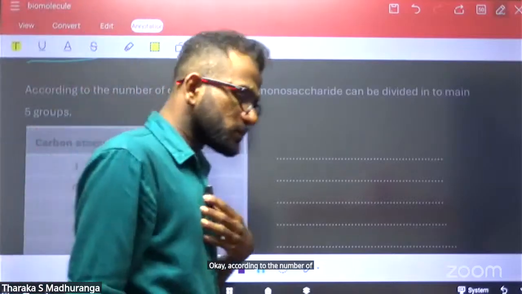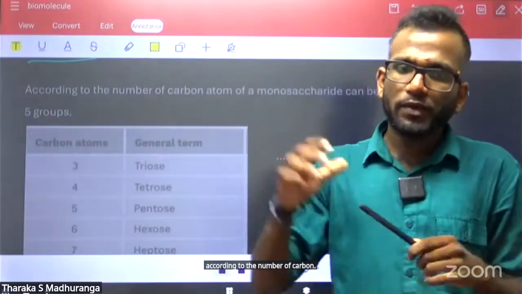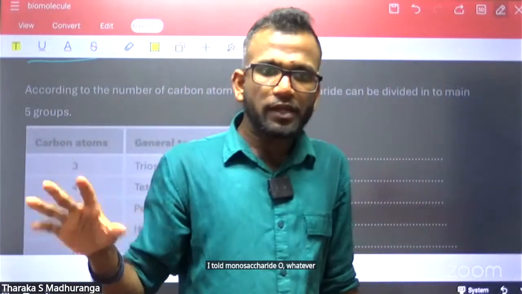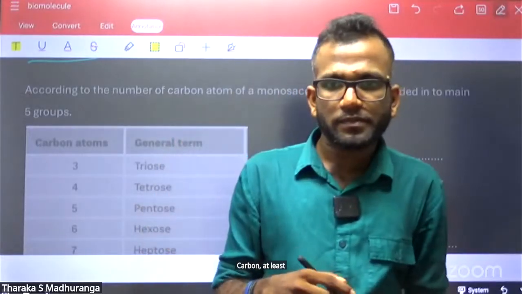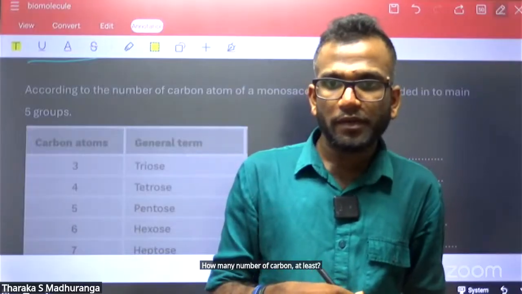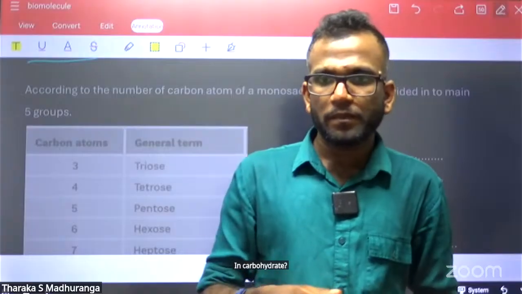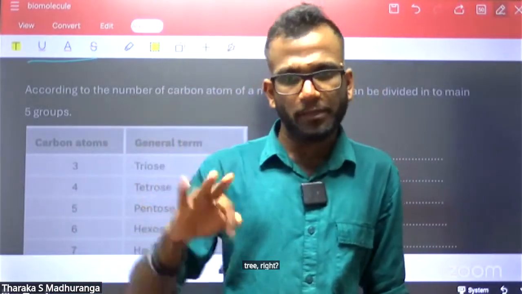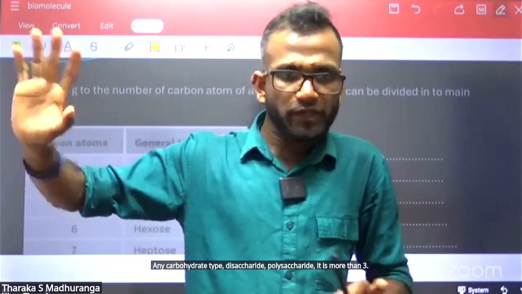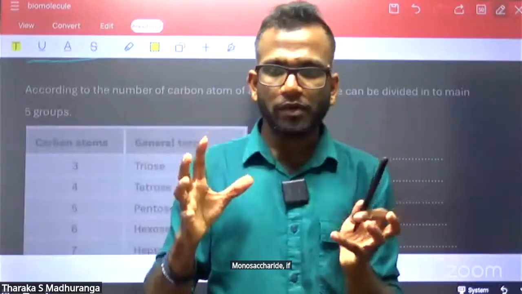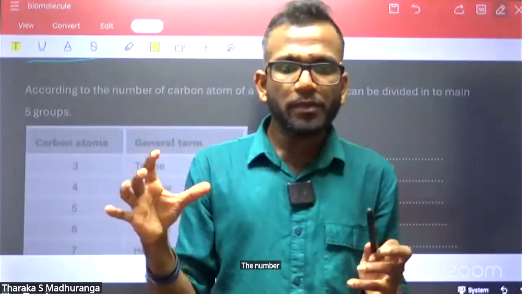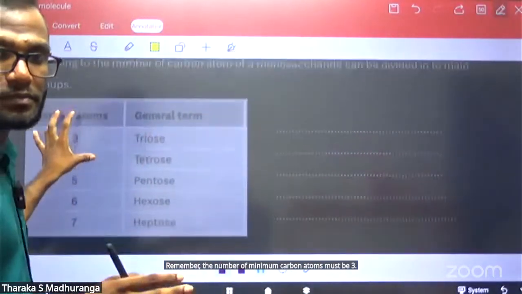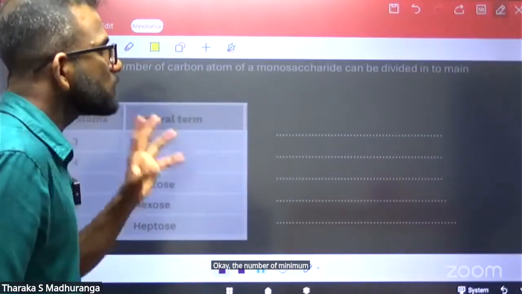According to the number of carbon, monosaccharide can be classified into 5 categories. I told you, how many carbon atoms at least in carbohydrate? 3, right? Any carbohydrate type, disaccharide or polysaccharide, always has more than 3. For a compound to be a monosaccharide, the minimum number of carbon atoms must be 3.